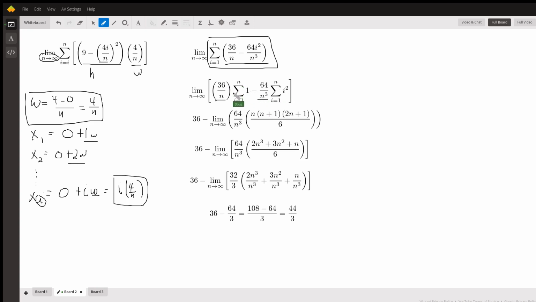This expression right here, if I add up n ones, the value is just n times 1, which is n. And 36 over n times n, these n's cancel out. The limit as n approaches infinity is just 36. But here we've got something more interesting. What's the formula for the sum of i equals 1 to n of i squared? Well, it's this. Where does that come from?